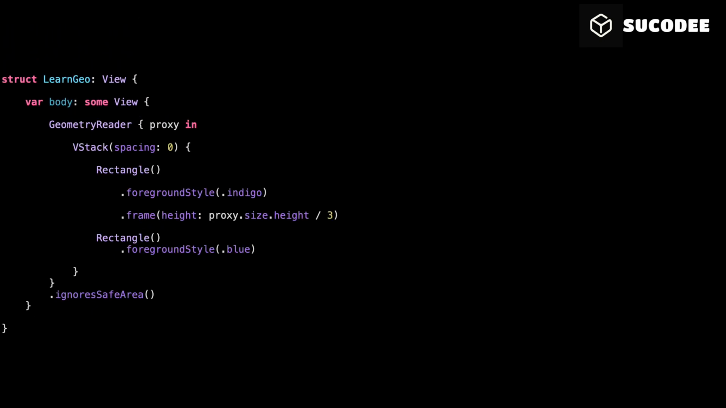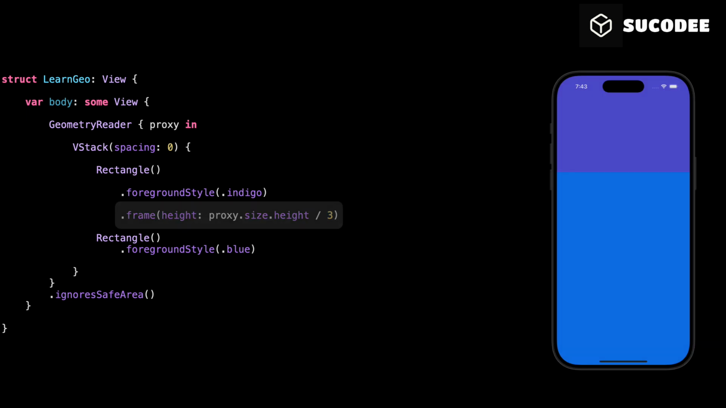Let's look at a layout that changes depending on the screen size. This is one of the biggest reasons we use GeometryReader. In this example, we're stacking two rectangles on top of each other. The top one is indigo, and the bottom one is blue. But look at the frame on the first rectangle.